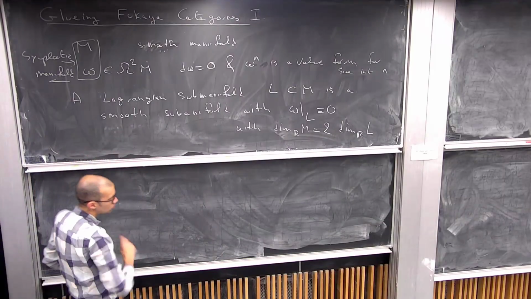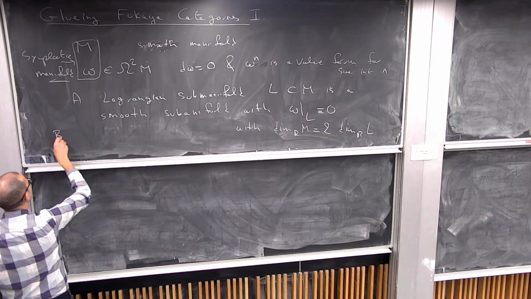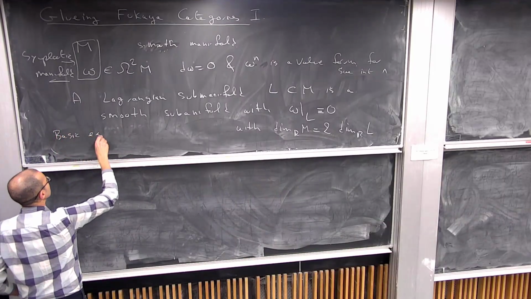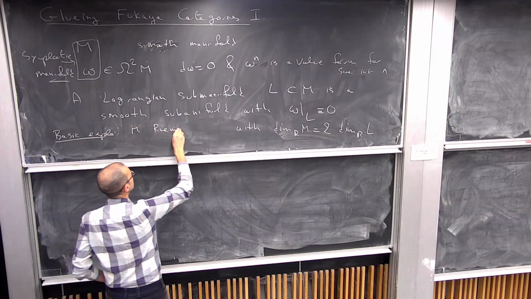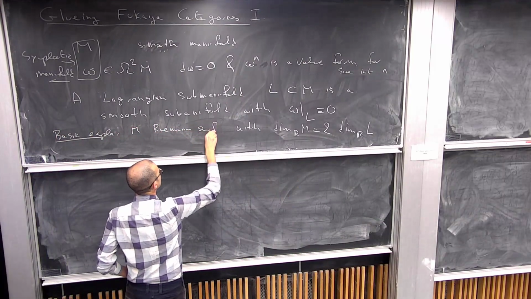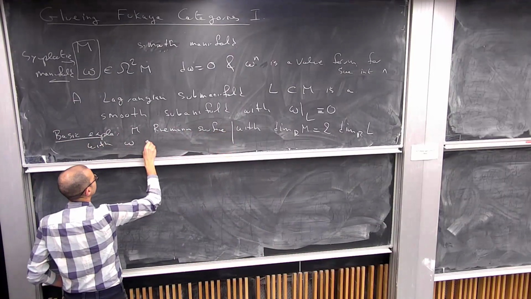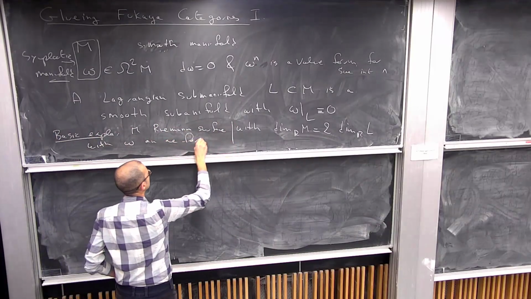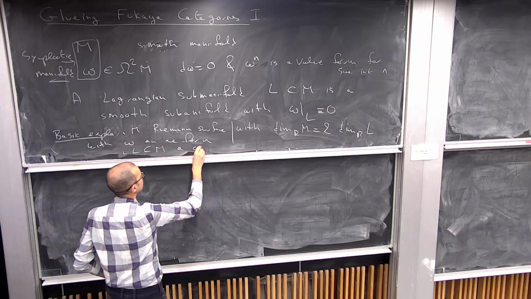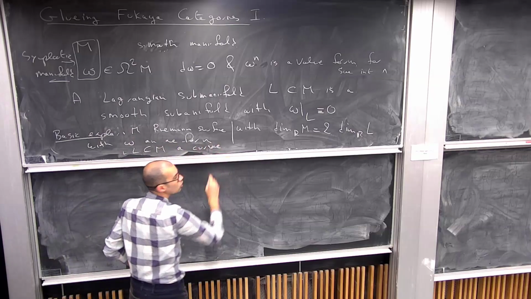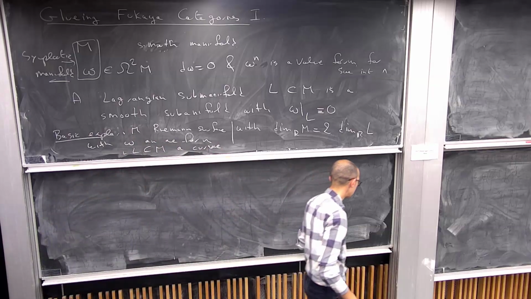We want to draw pictures. Well, pictures are easiest in dimension 2. So, basic example: M is a Riemann surface with area form, and L is just a curve, in the sense of differential geometry.